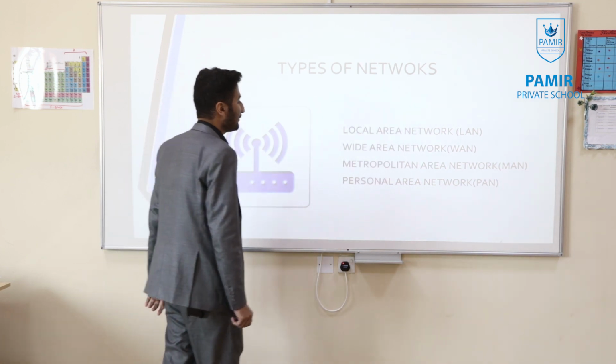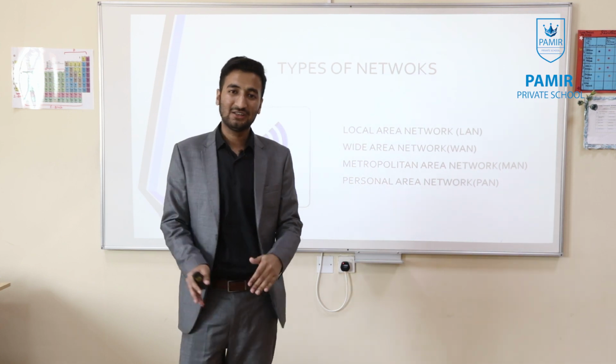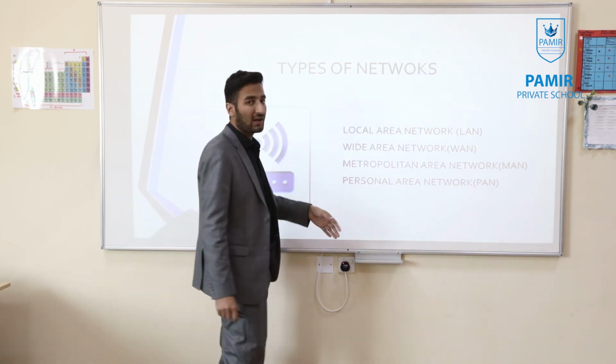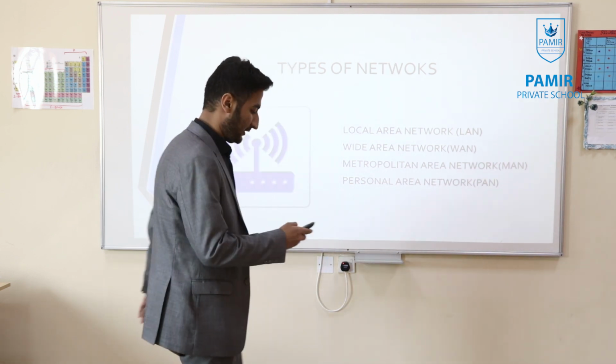In the end, we have the personal area network. There is no concern of speed because the person is sitting next to us. So a personal area network is designed around a person. The examples are Bluetooth technology and hotspot sharing.